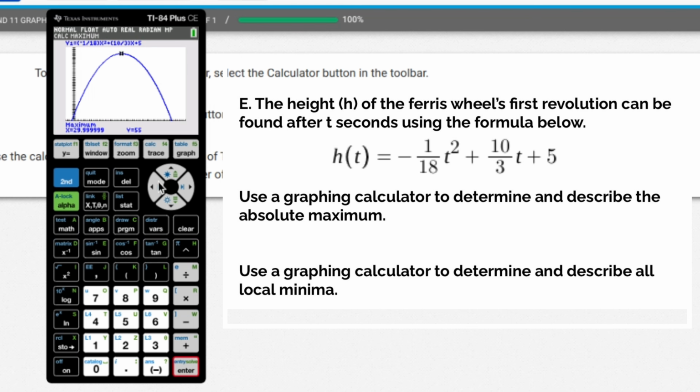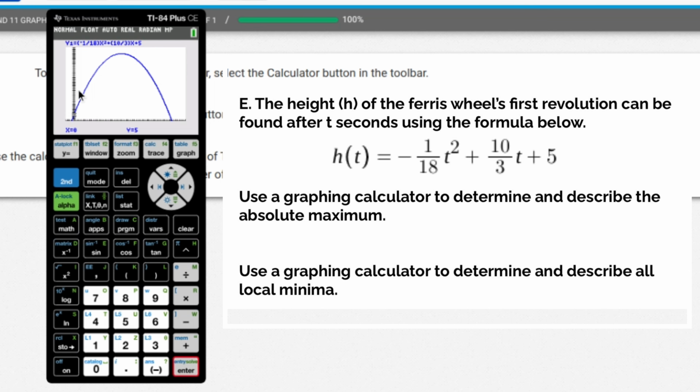So I'm going to go to calc rather, and I'm going to hit the value button. Now, common sense tells us that at the very beginning, I'm at a minimum. So when T, or in this case X, equals 0 seconds, I'm at a minimum, and that minimum is 5 feet in the air. That makes sense. So at 0 seconds, I'm 5 feet in the air.